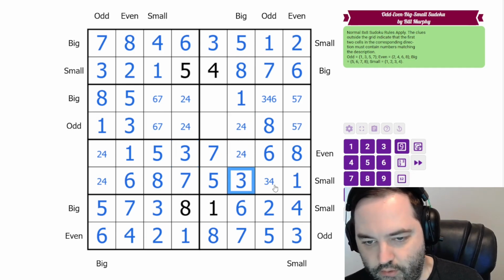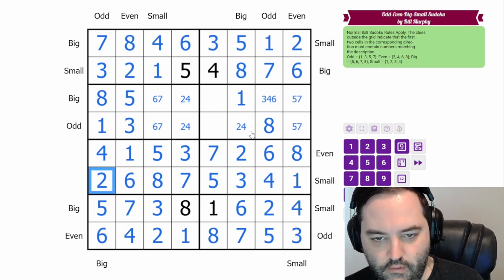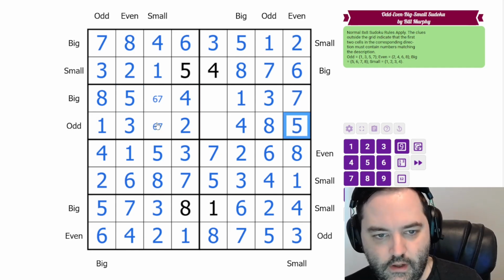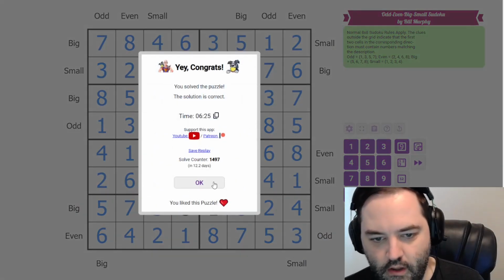Now we have 2, 4 here, so this is 3, 4, 2, 4. This is 3. The 5 here looks over for 7 and 5, 7 and 6, 6 and 2. And that's the solution.